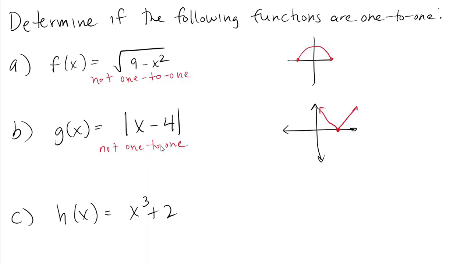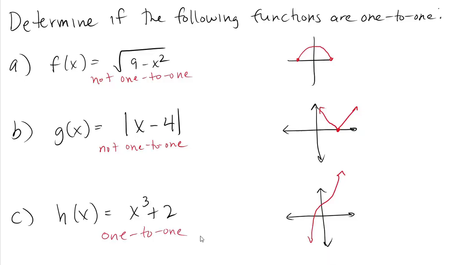Part C says h of x equals x cubed plus 2. It's another shift of a library function. x cubed is the one that snakes through the origin. This one's been shifted up 2 units, so it's going to snake through the point (0, 2). That would pass the horizontal line test. This function is increasing over its entire domain. And if the function is always increasing, well then none of the y-coordinates can be the same, because the y-coordinates are getting bigger and bigger as you move to the right. So this is one-to-one.